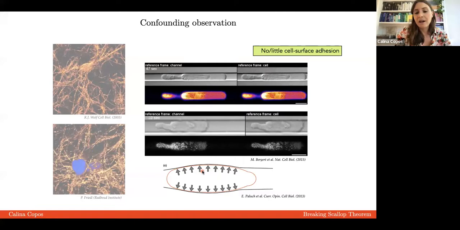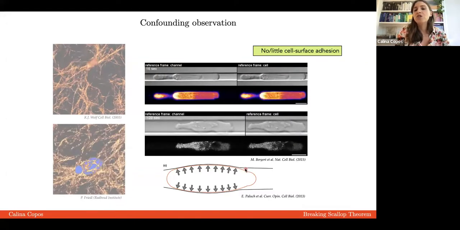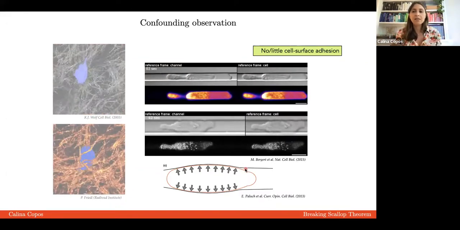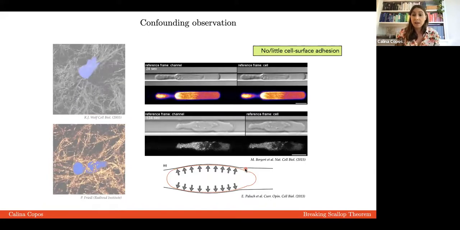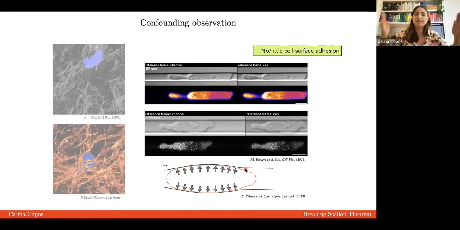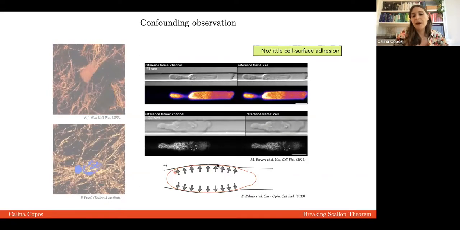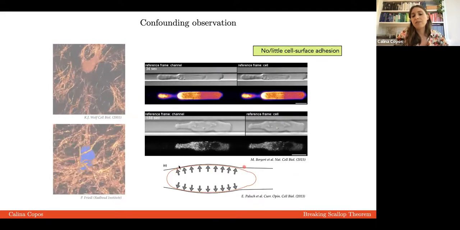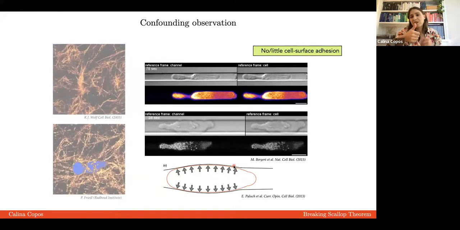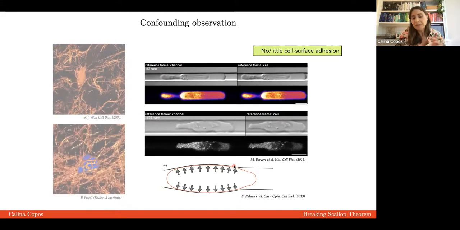Then the hypothesis was, you know what, the channel actually is not quite straight. It has a little bit of give. It's hard to see, but it has a little bit of flexibility to it. And so when the cellular pressure applies those normal forces, those normal forces actually have a bit of a tangential component.